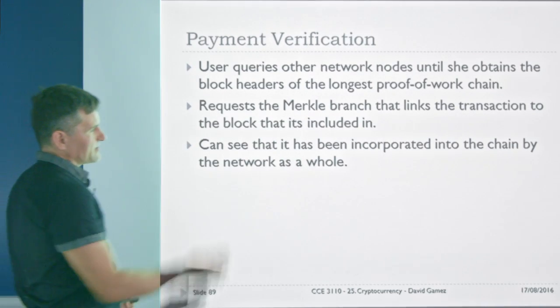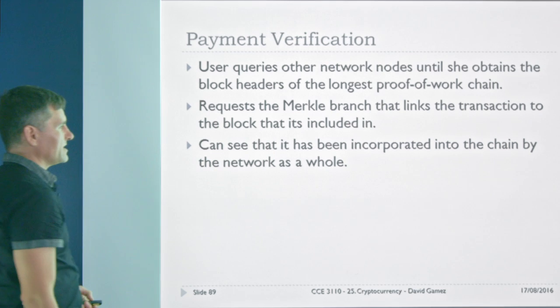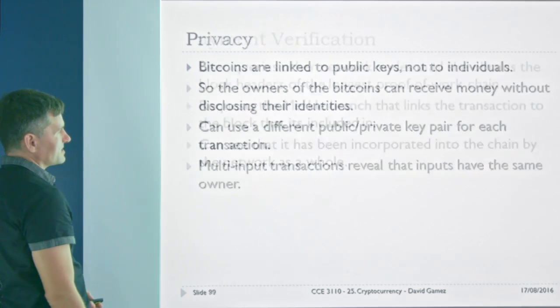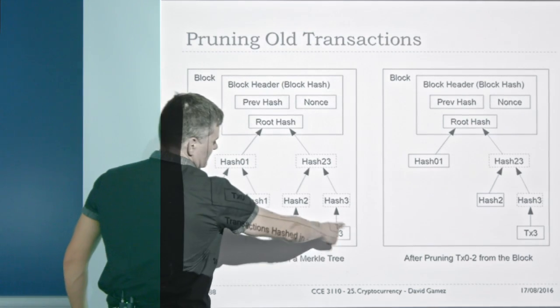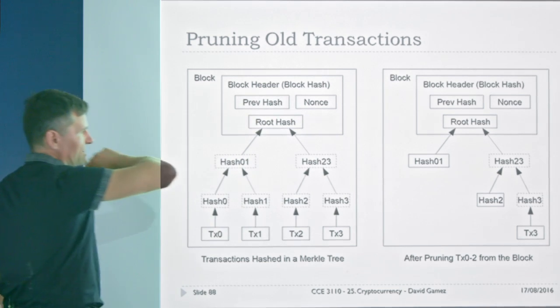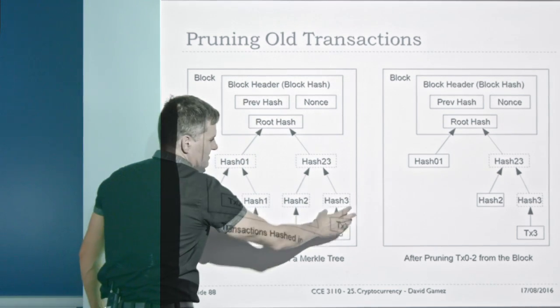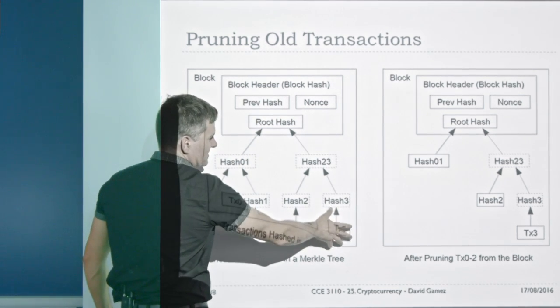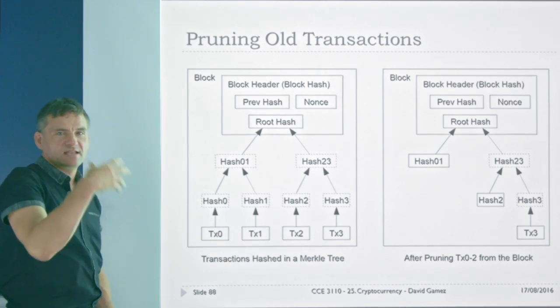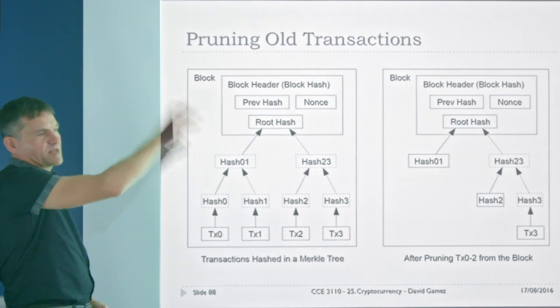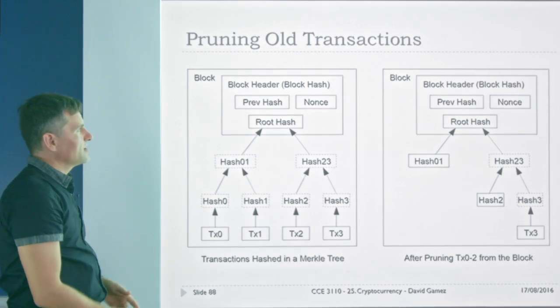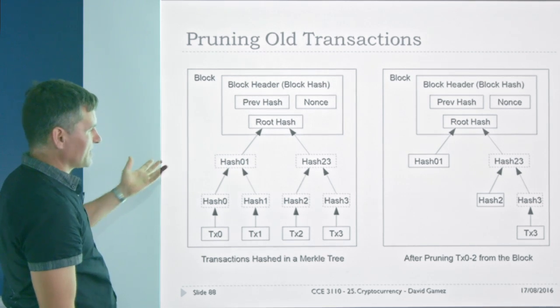And so you can see that this transaction has been incorporated into the chain by the network as a whole. If this transaction has been incorporated in the blockchain, then that means that this money that's been transferred to him has not been spent twice. It's valid. It's been accepted by all the other nodes working on the system, who are all very invested in this system being accurate and correct.